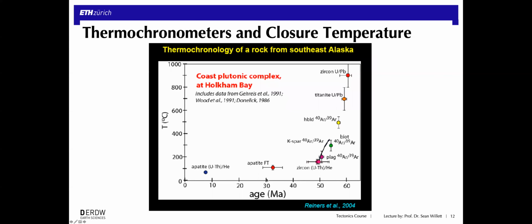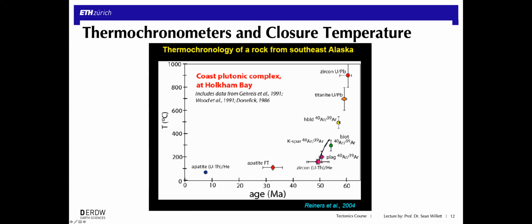And what we've seen is the age and the closure temperature of each of these systems that's been looked at. So from uranium-lead dating, which is really much more of a geochronometer, if you'd like, through these lower temperature thermochronometers, apatite fission track, apatite uranium-thorium-helium. And what we see is that this geochronometer, in fact, gives you the time of crystallization of this rock. So this plutonic complex was probably in place somewhere around 60 million years ago.